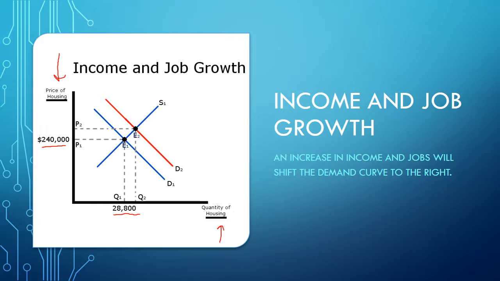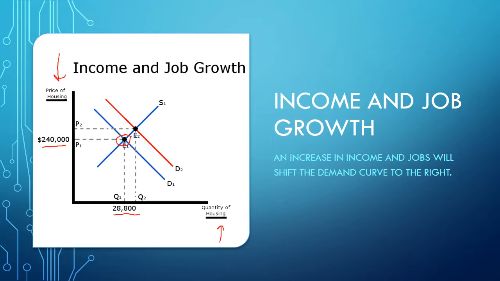Using this information, we're able to find the equilibrium, and the equilibrium can be defined as where the supply of goods matches demand. So for our first scenario, we're asked to look at how income and job growth affect either the supply or demand of the graph.